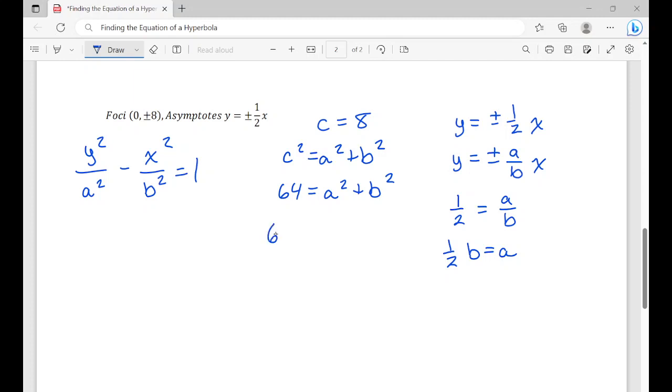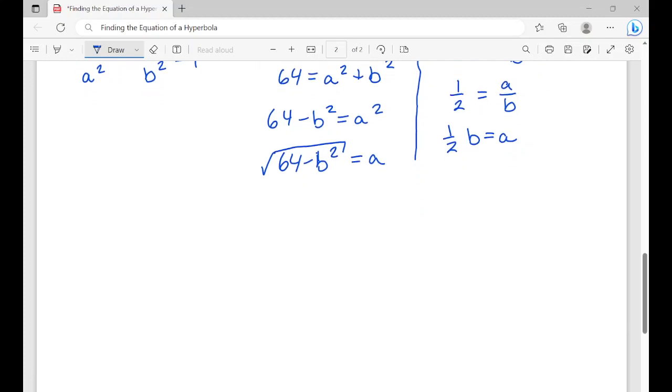So that's what I'm going to do. 64 minus b squared equals a squared. Square root both sides. Square root of 64 minus b squared equals a. Well, now I have these two equations right here, both set equal to a. So what I can do is set them both equal to each other and solve for b. So that's what I'm going to do. Square root of 64 minus b squared equals 1/2 b. And now I can solve.